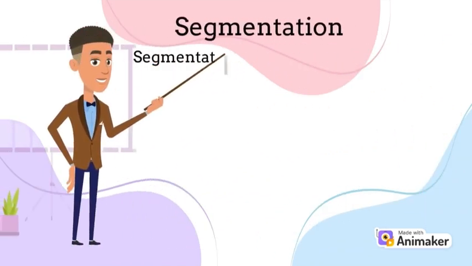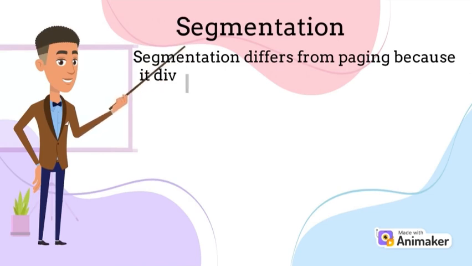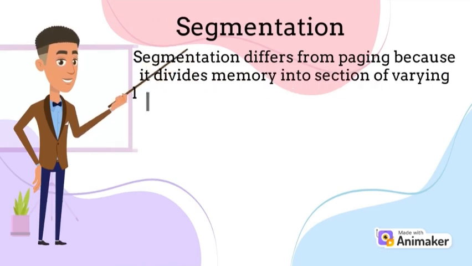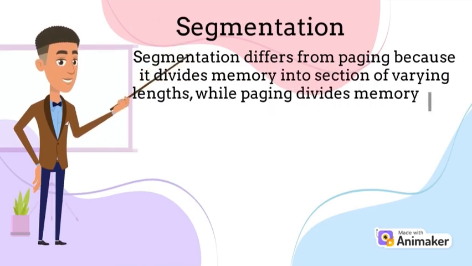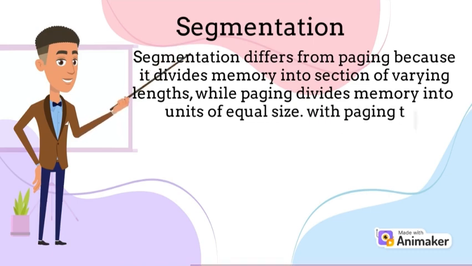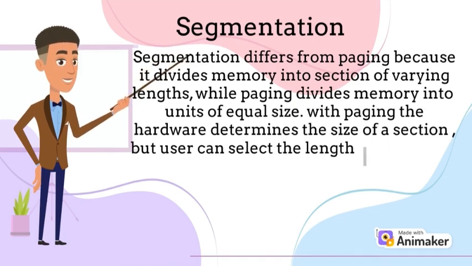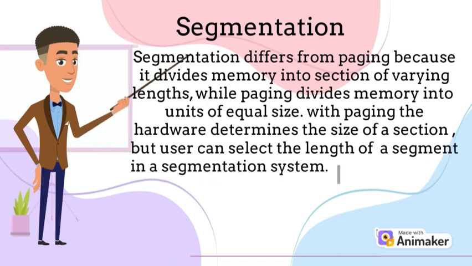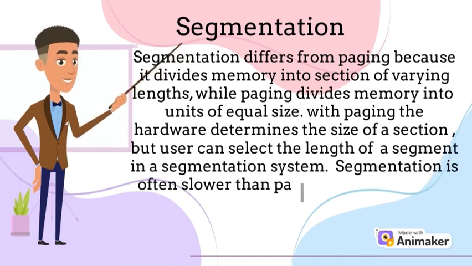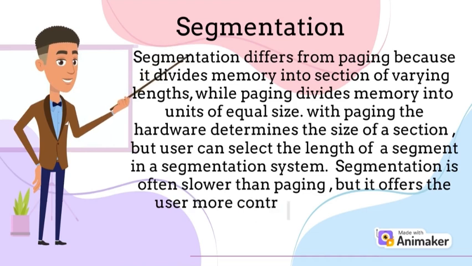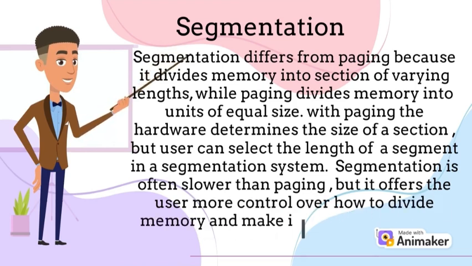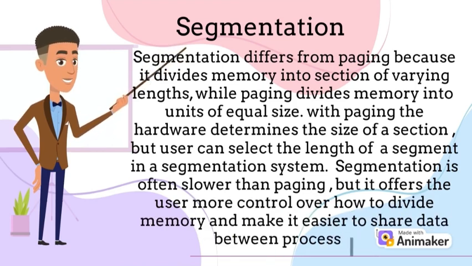Segmentation differs from paging because it divides memory into sections of varying lengths, while paging divides memory into units of equal sizes. The paging hardware determines the size of a section, but users can select the length of the segment in the segmentation system. Segmentation is often slower than paging, but it offers the user more control over how to divide memory and makes it easier to share data between processes.